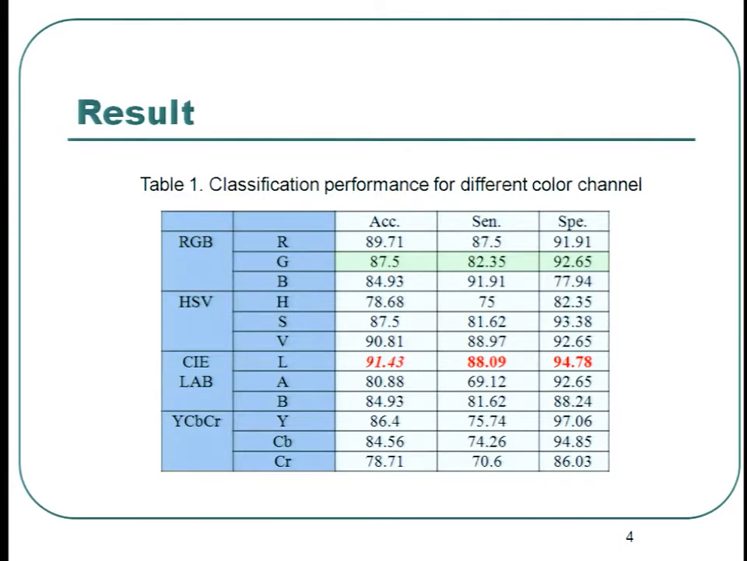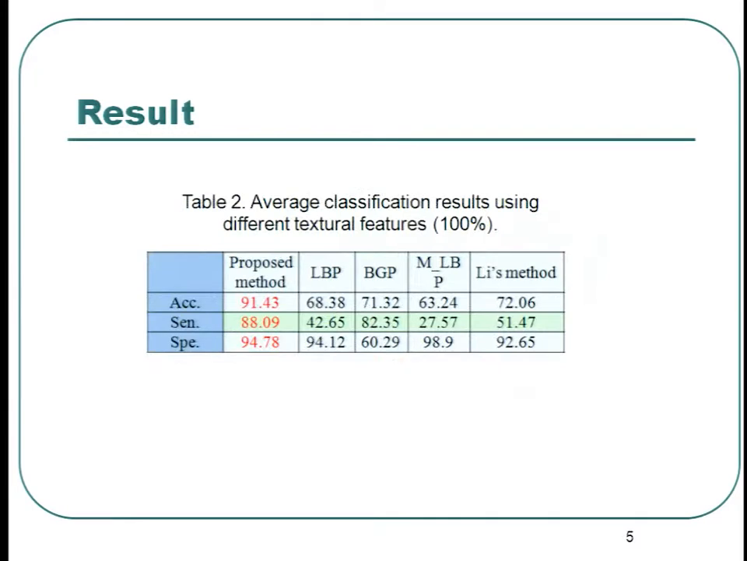91.43%. Moreover, we compare our method with 4 traditional measures here. We found that these features are LBP, BGP, MLBP, and Li Baopu method. Li Baopu focus on the same topic as ourselves, but we found that our method shows better performance than all these methods here.